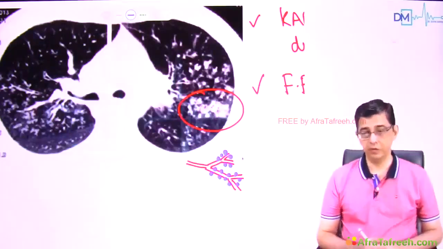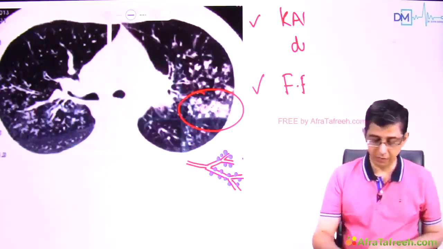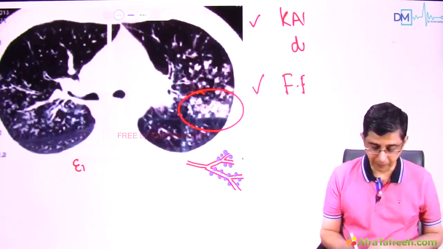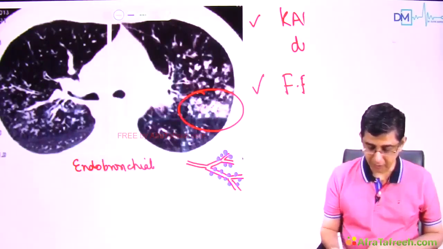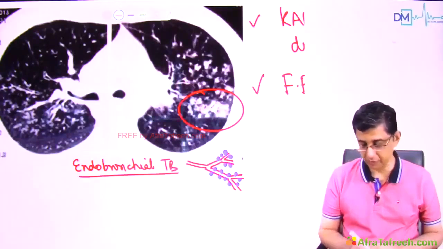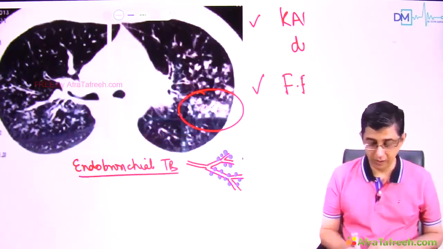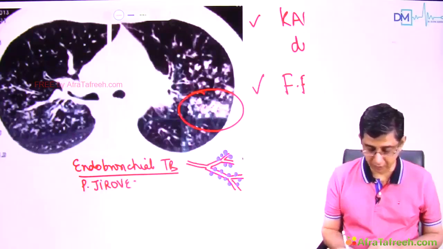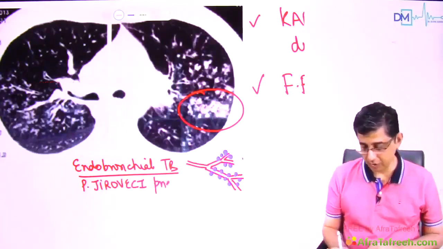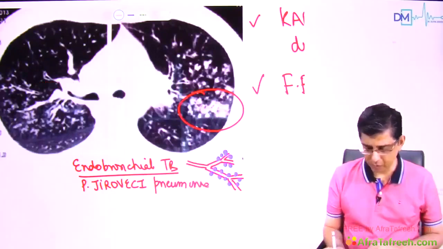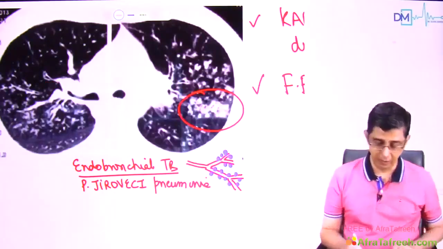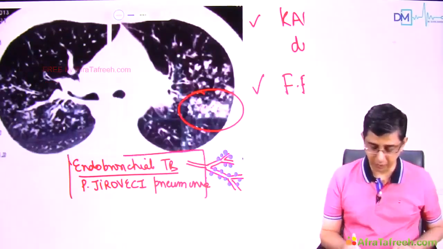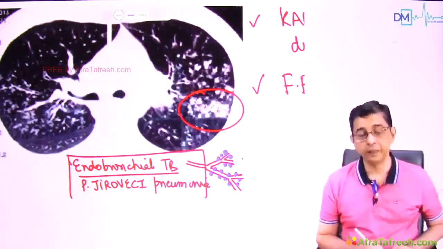One, tree in bud appearance is a characteristic feature of endobronchial TB. The second aspect to be remembered is that tree in bud appearance is a characteristic feature of patients who are having pneumocystis jirovecii pneumonia, which can affect the smaller airways of the patient. So this characteristic tree in bud appearance, though there are lots of differentials for it, but endobronchial TB and jirovecii pneumonia are the two important ones to be remembered.